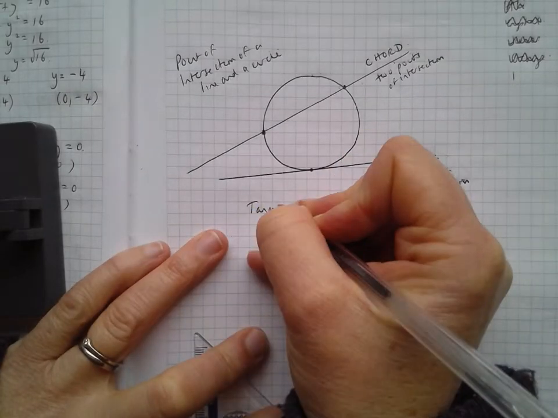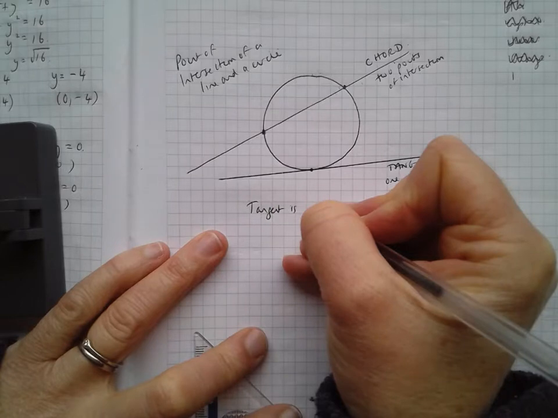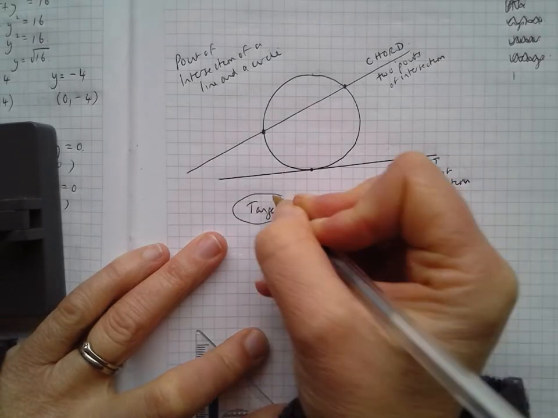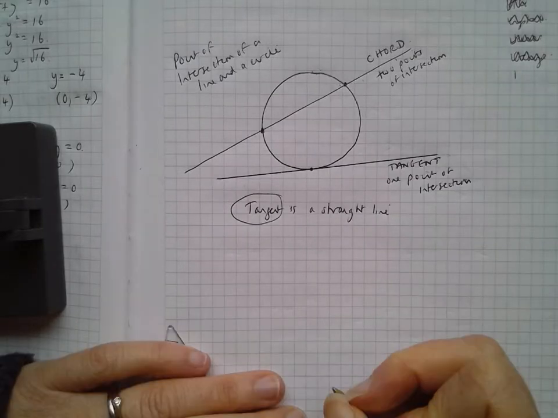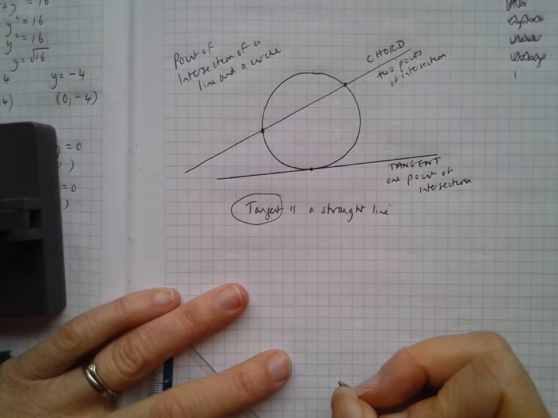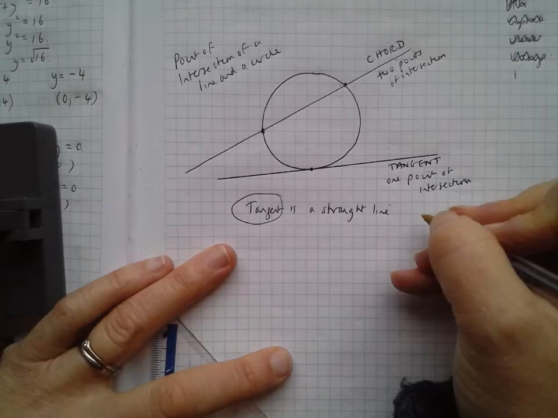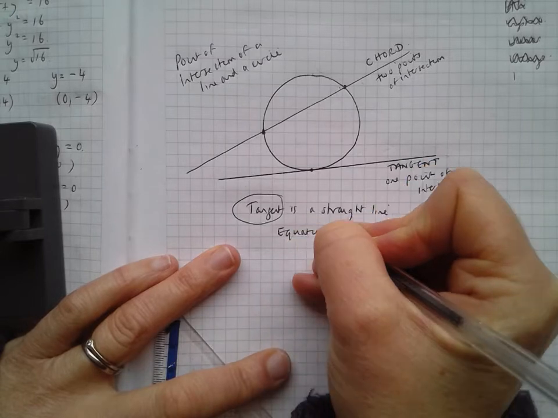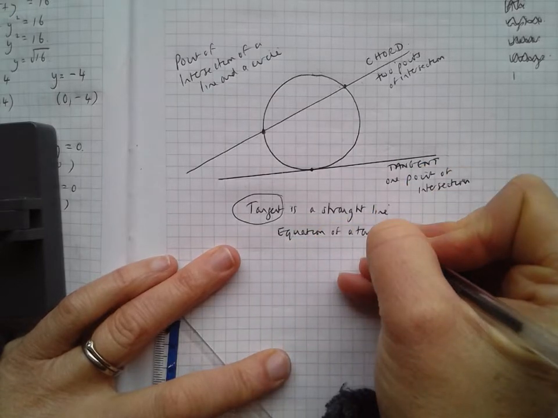Okay, so when you see the word tangent to a circle, what you're talking about is a straight line that cuts a circle. And when we talk about a tangent, we're asked to find the equation of a tangent. So what we're being asked to do is to find the equation of a straight line.